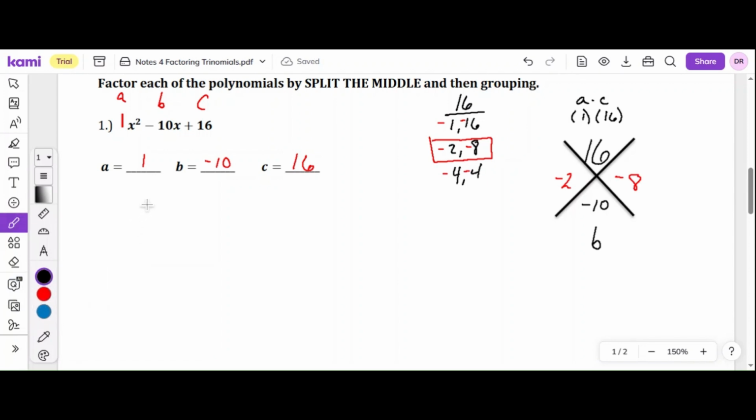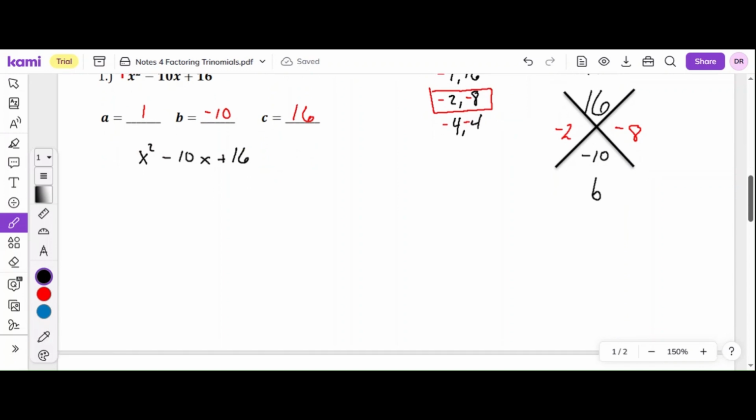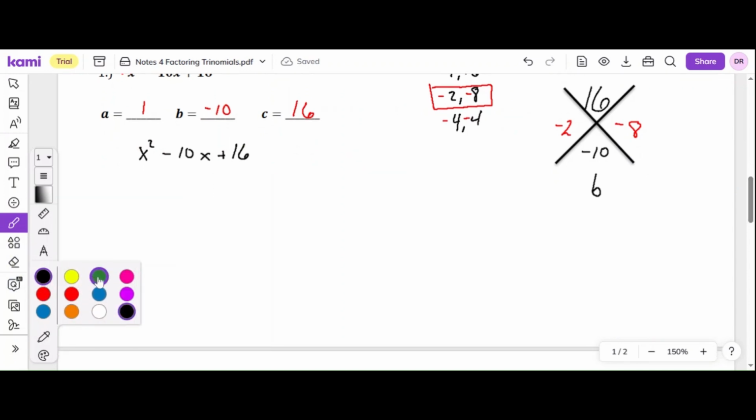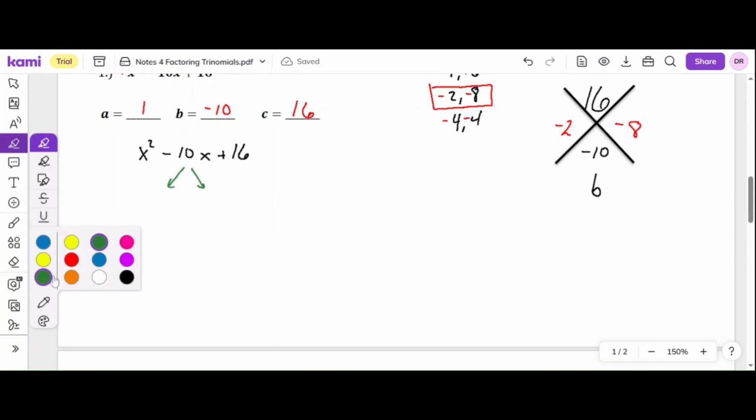All we do afterwards is go back to the original problem, where we have x squared minus 10x plus 16, and we split the middle. Splitting the middle, you keep the original first and last term, but we break up the middle term, hence the name, split the middle. And we break this into two parts. And those two parts are what we have in our chart over here.